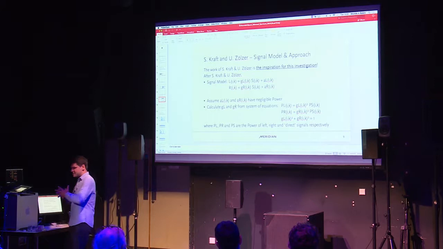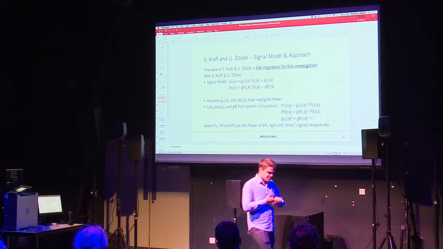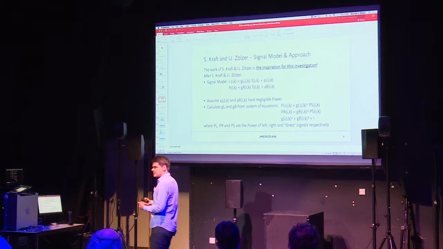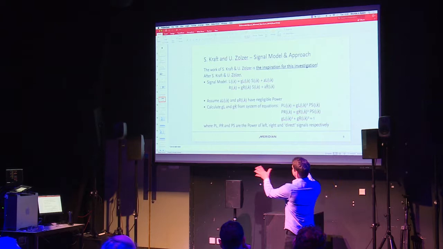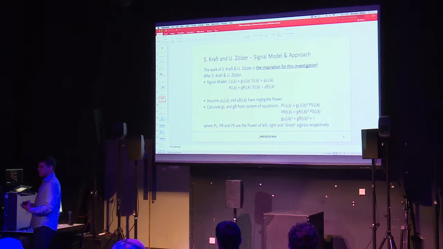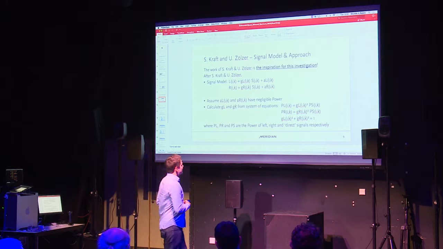Now, this is my favorite, Kraft and Zölzer. Absolutely brilliant bit of work. So this came about in 2015 as a frequency domain approach. And consequently, in 2016, it was put into the time domain as well. So these are both DAFX papers from the respective conferences. And essentially, we start off with a sort of similar signal model. So our left signal is comprised of some primary component in a time frequency slice multiplied by some gain, and then we have an ambient component on the left side as well.